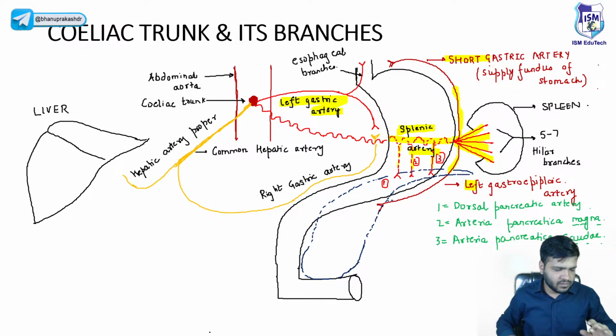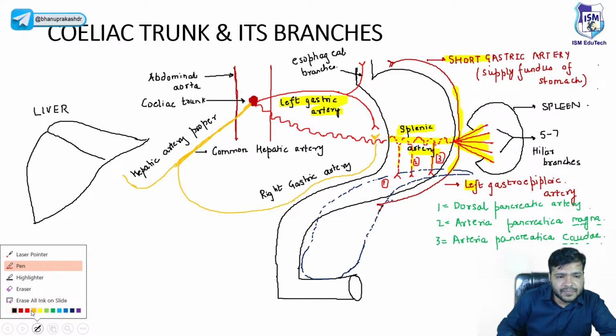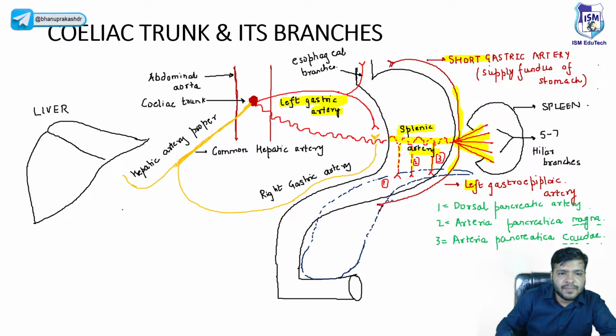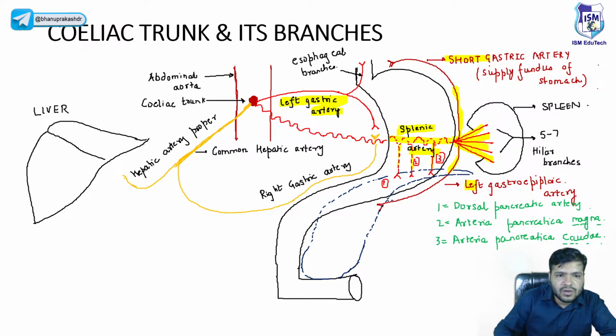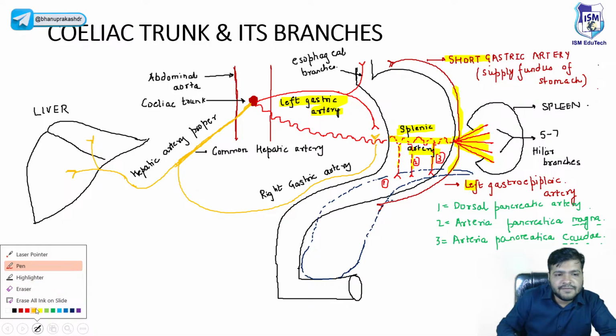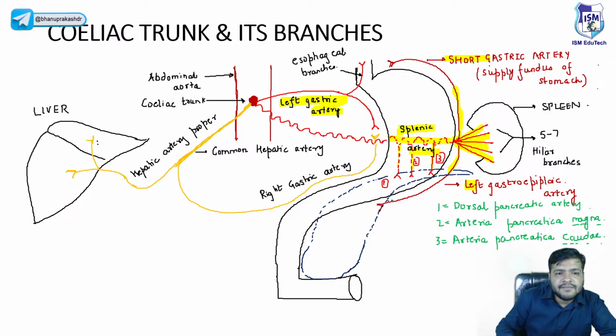Now this hepatic artery proper will divide into two branches beta. So we have the left hepatic artery for the left lobe.